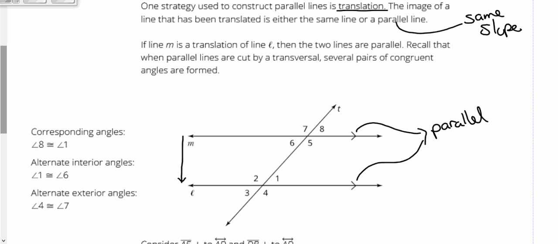Now, with parallel lines, you may recall, you may not, you learned this in middle school, that when they are cut by a transversal, this here is a transversal. A transversal is just a line that cuts 2 or more lines in 2 or more separate points. So in this case, this transversal T intersects line M there and intersects line L there. So it's 2 separate points.